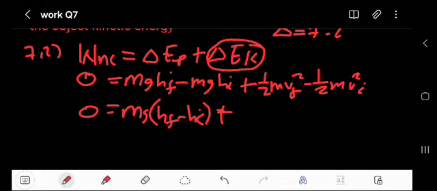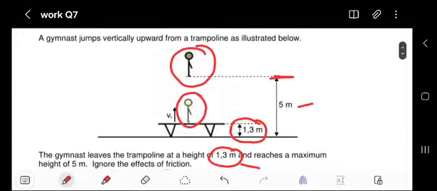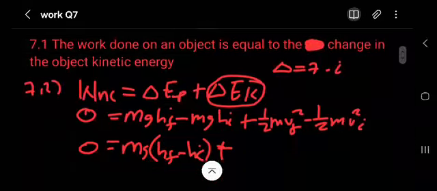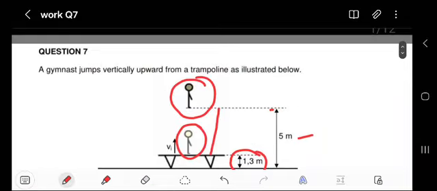But finally, you must know that as this gymnast jumps upwards and reaches the maximum at the top, the kinetic energy EK there at the top will be equal to 0. Right, there at the top will be equal to what? To 0. So pretty simple. That means if it's equal to 0, because there at the maximum, the velocity there will be 0.